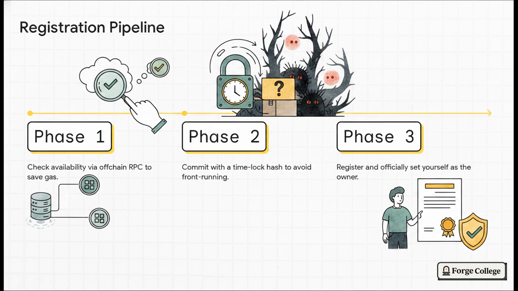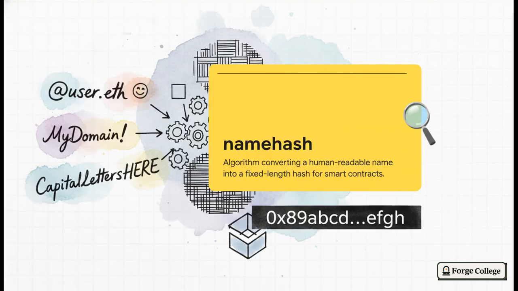Finally, Step 3 is the actual registration. That's what gives you a transaction receipt and officially cements you as the owner in the registry. Now, I need to briefly pause the pipeline for a second to define a core term that really makes all of this possible: name hash.